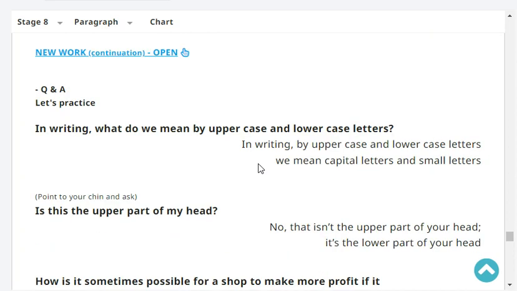In writing, what do we mean by uppercase and lowercase letters? In writing, by uppercase and lowercase letters, we mean capital letters and small letters. Very good.